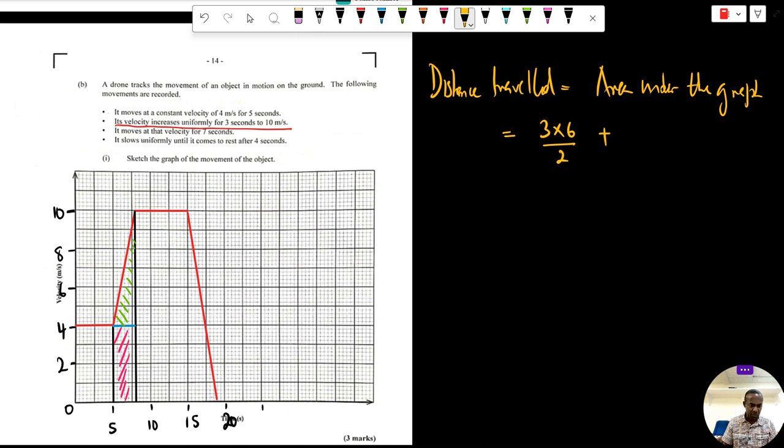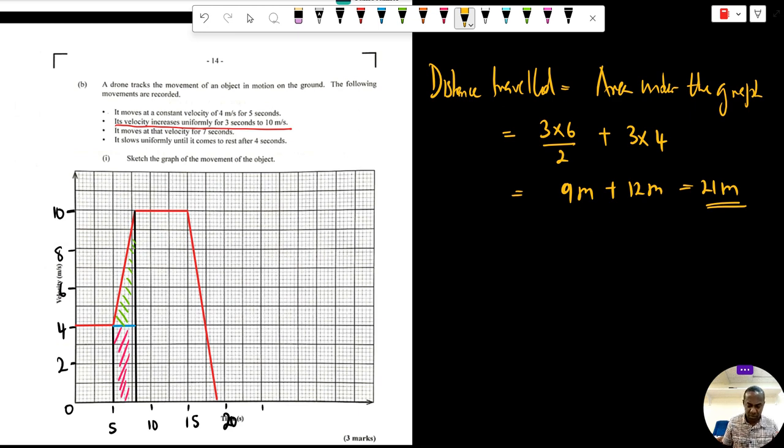Now for the rectangular portion, it has a base of between 5 and 8 seconds, that's a base of 3, and a perpendicular height of between 0 and 4, so this is plus 3 times 4. So this gives us 3 times 6, 18, 18 divided by 2, this is 9 meters, plus 3 times 4, 12 meters, which gives a total distance of 21 meters.